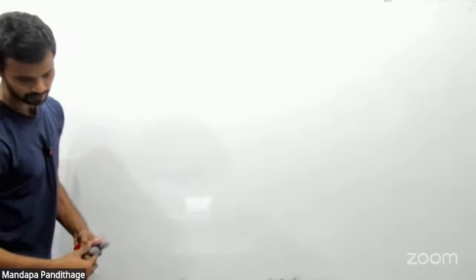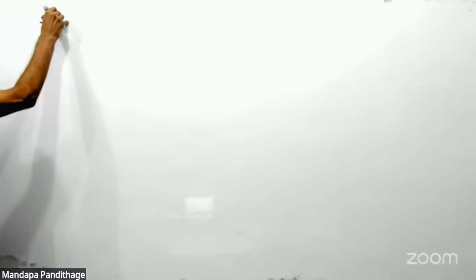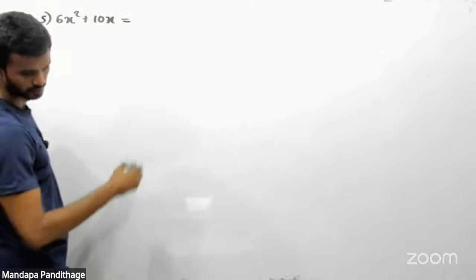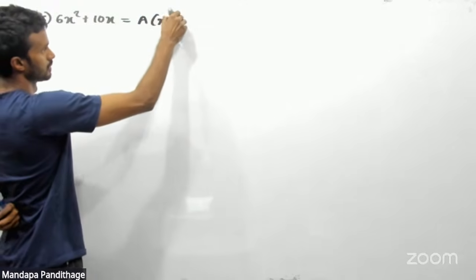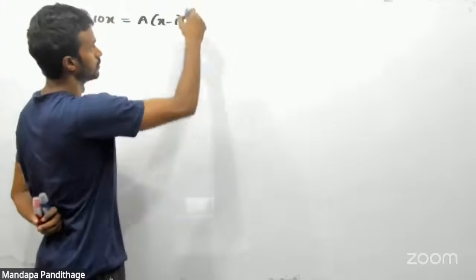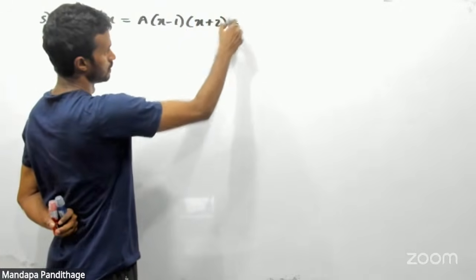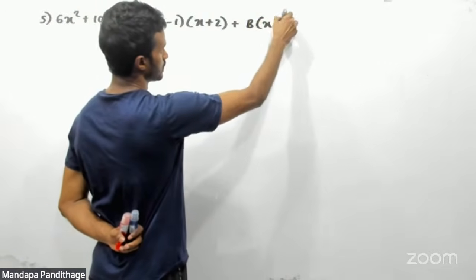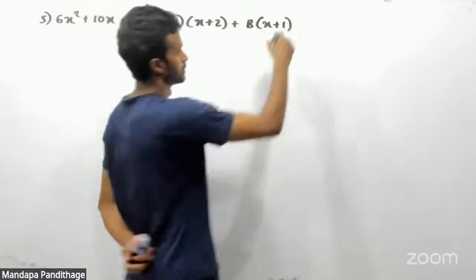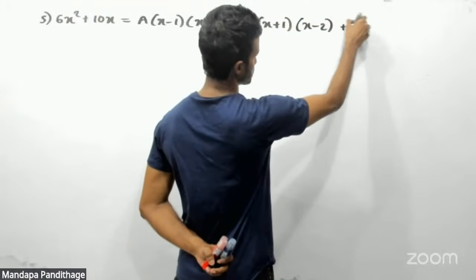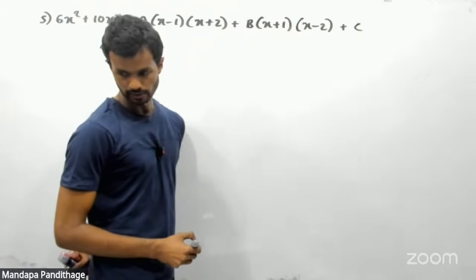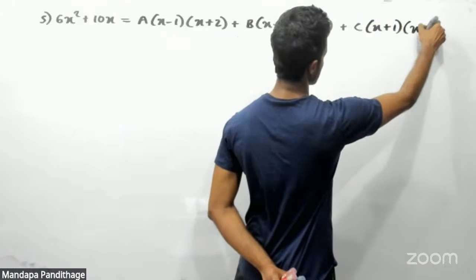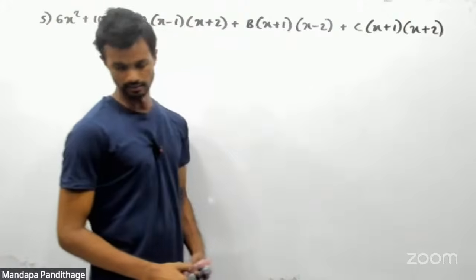Question number 5, 6x squared plus 10x is equal to a times (x minus 1)(x plus 2), and then b times (x plus 1)(x minus 2), and then c times (x plus 1)(x plus 2). Okay, so what did I mention? That there might be some instances where you have to use both the methods.